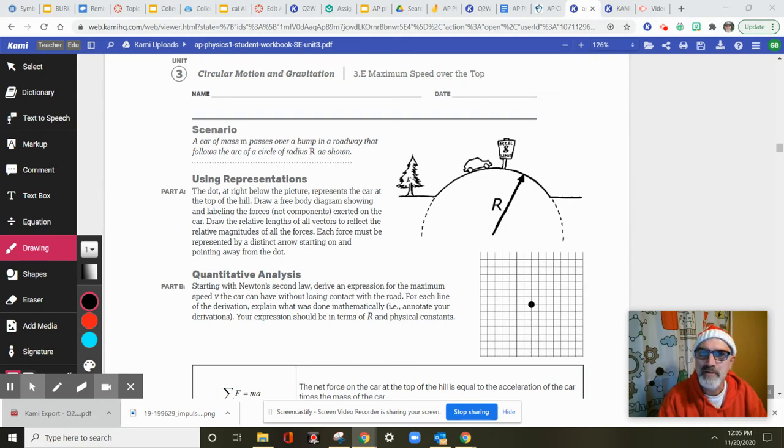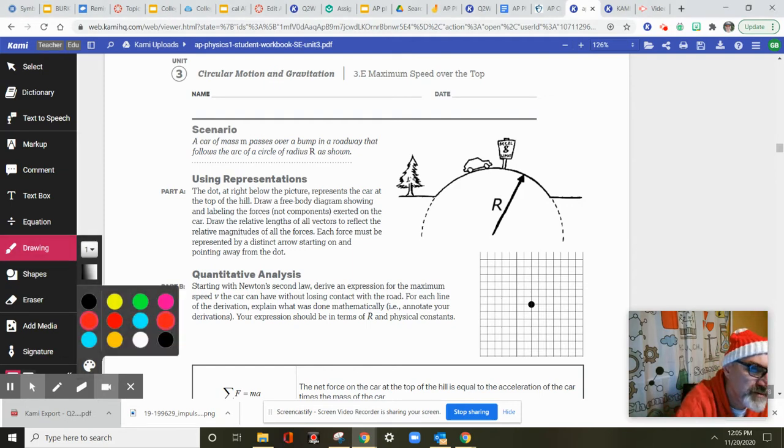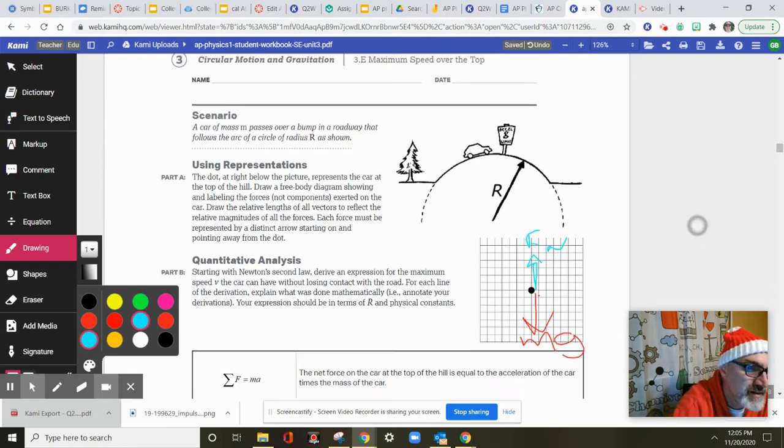All right then, so what are we going to do? The dot right below the picture represents the car at the top of the hill. Draw a free body diagram showing and labeling the forces exerted on the car. Draw the relative lengths. What's happening to the car is that we have a force of gravity, right? And we have a normal force. And the normal force is smaller than the force of gravity. And why is that, I wonder?